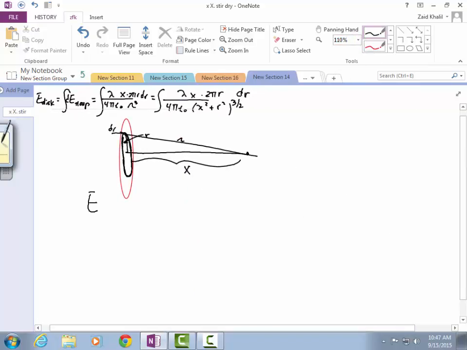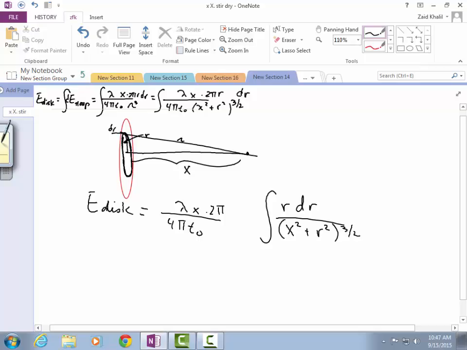And so we have E disk is equal to lambda x over 4 pi epsilon 0. And then we have a 2 pi in the numerator, and then we have the integral of r dr over x squared plus r squared to the 3/2. Is there anything else I'm forgetting? I took out the 2 pi. All right. So now what? Anybody know how to integrate this off the top of their heads?